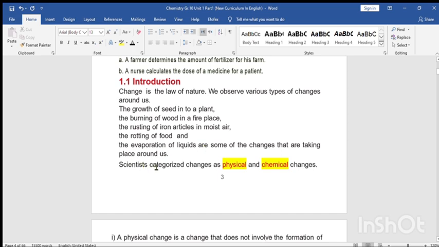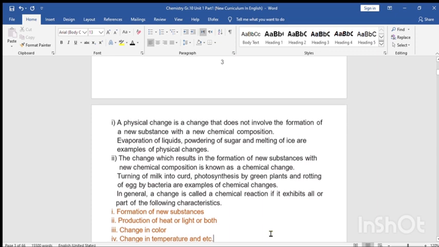Scientists generally classify or categorize changes as physical change and chemical change. What is physical change and what is chemical change? Roman number 1. Physical change is a change that does not involve the formation of a new substance with a new chemical composition. This includes the evaporation of liquids, including seawater, powdering of sugar, and melting of ice. These and such types of changes are physical changes.